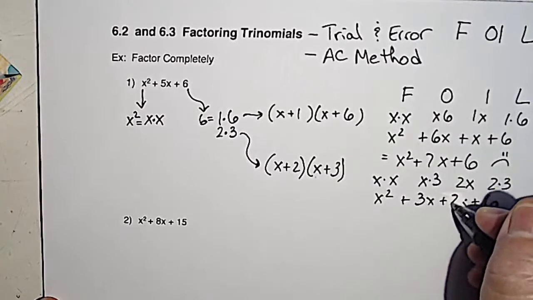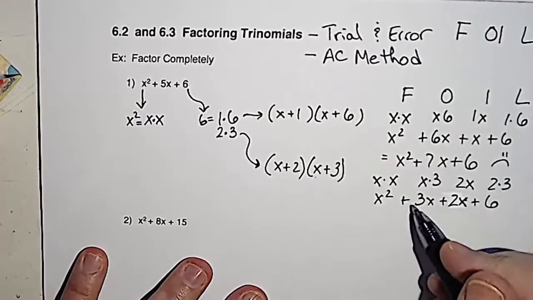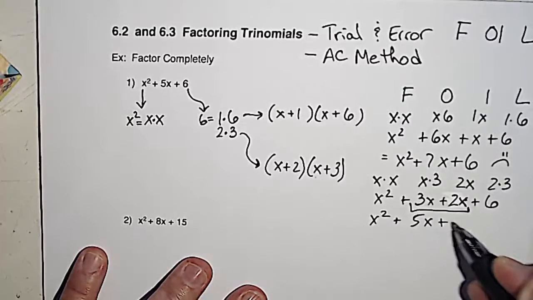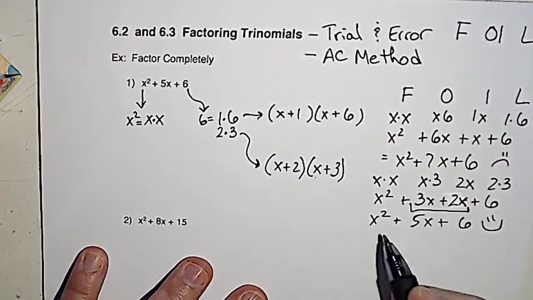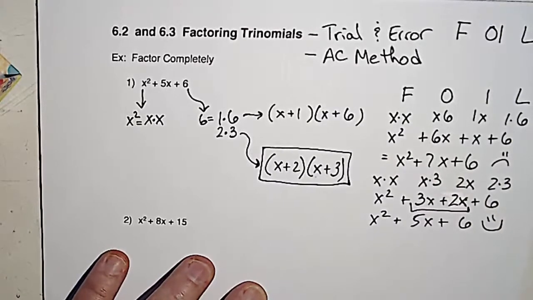Okay, so that should be 2x. Sorry, you guys all know where the 5 came from because I jumped the gun. I got so excited because we get x squared plus 5x plus 6. That's what we're looking for. So this is the correct factorization.